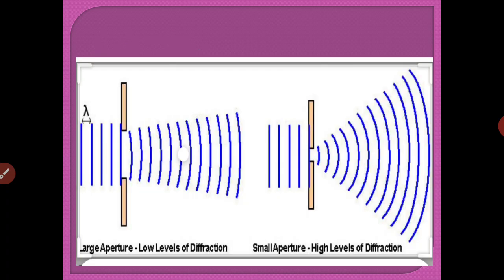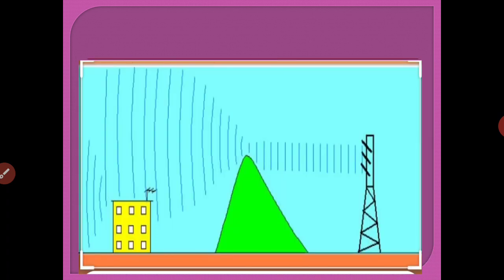I will now show you an image of diffraction in this picture. When there is a small gap, there will be more diffraction, and when there is a large gap, there will be a low level of diffraction. Here is a general example of diffraction from our daily life: the antenna rays are coming and are diffracted from this obstacle, here a mountain, and then the diffracted signals reach our home.